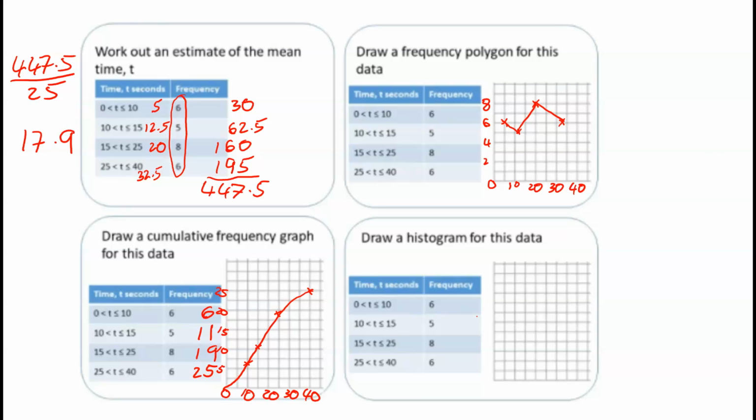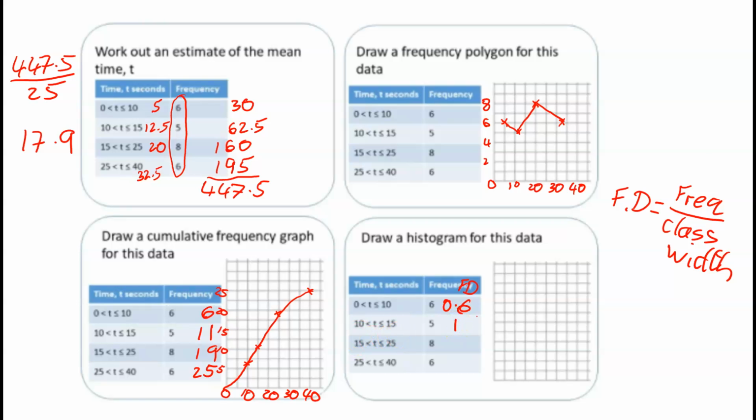And then a histogram. Well, a histogram, we need frequency density. Now, to get frequency density, we divide frequency by class width. Now, obviously, this was a topic you did on Thursday. So let's work out the frequency density. So we're going to do 6 divided by 10. Again, probably could have done that on my calculator. 0.6. This time it's only 5, so that's 1.